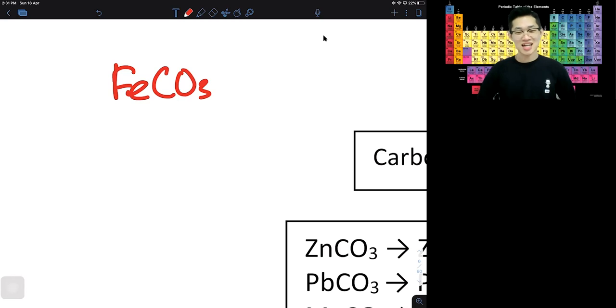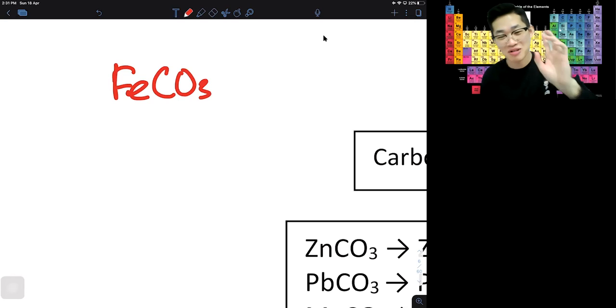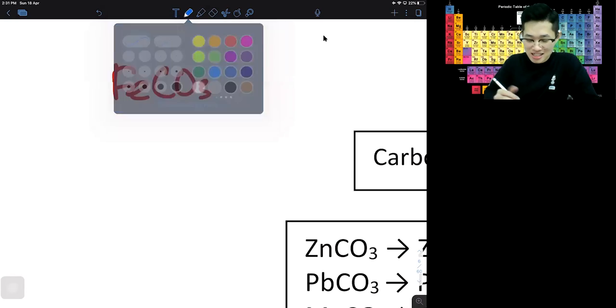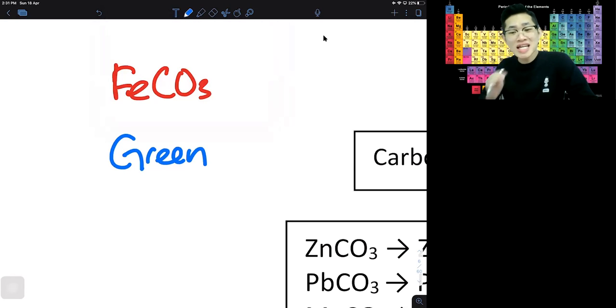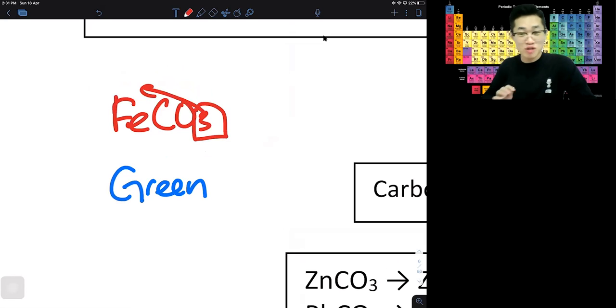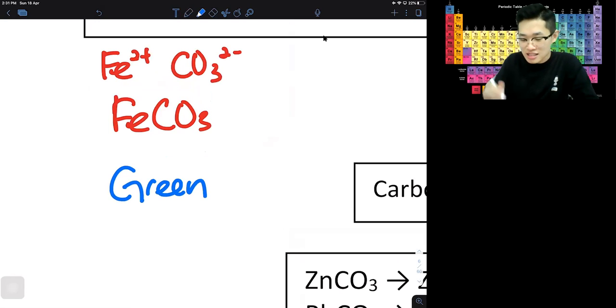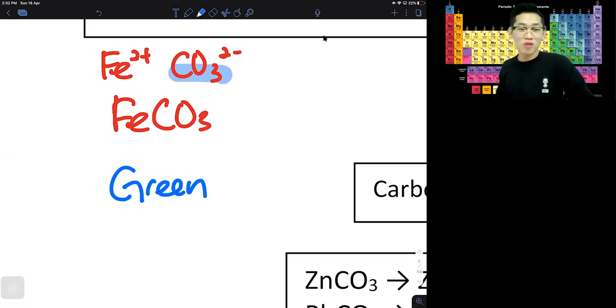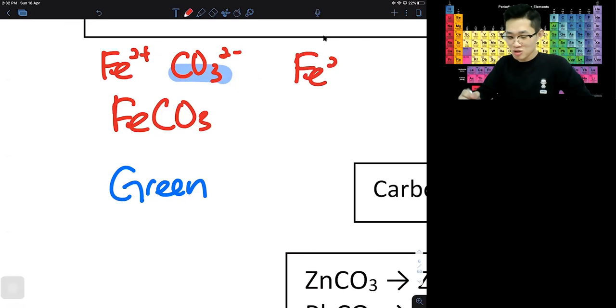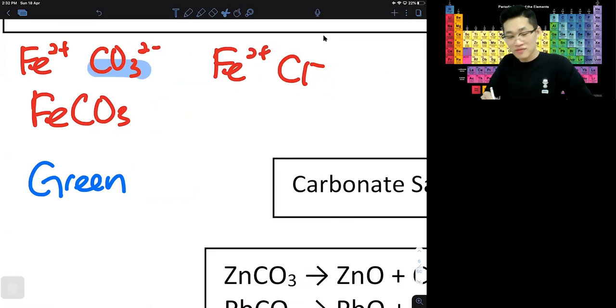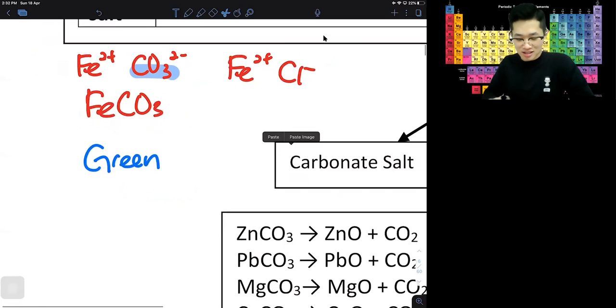Color. Faster. Green or brown. For those who give the wrong answer, I know you must have never memorized the formula or the charge properly. Okay, this one, the answer is green. Why green? It's not every time you just put it back like that, Fe3+, because this is Fe2+ CO3 2-. The 3 belongs to the CO3. It's not the number that Fe gives to the CO3. Just now it's different. Just now it's Fe2+ Cl-. Cl has no number. The 2 comes from Fe. So green.